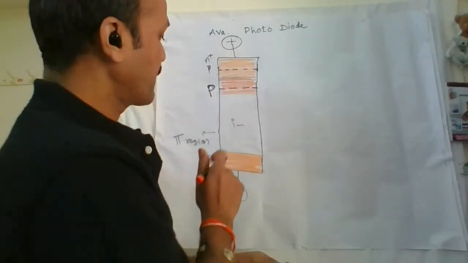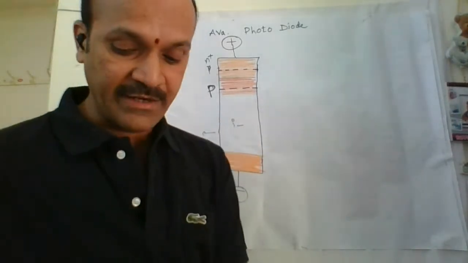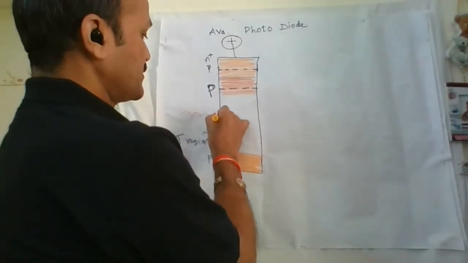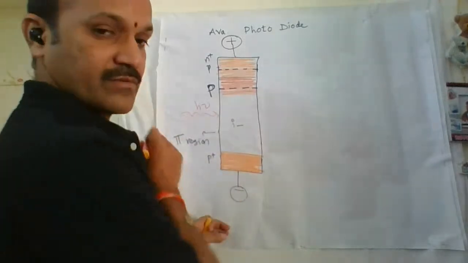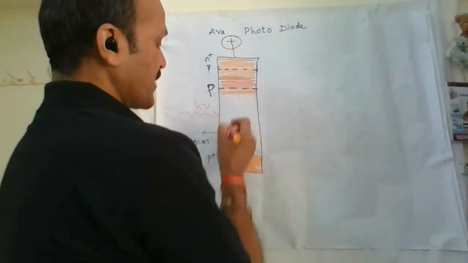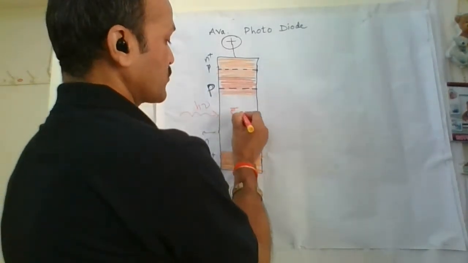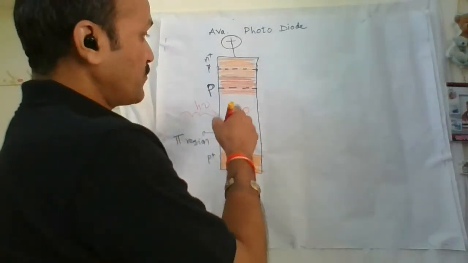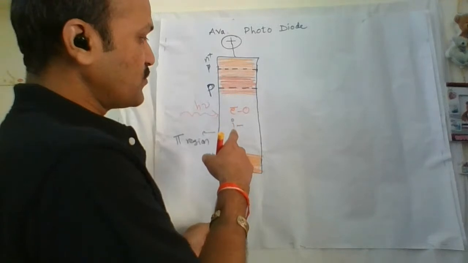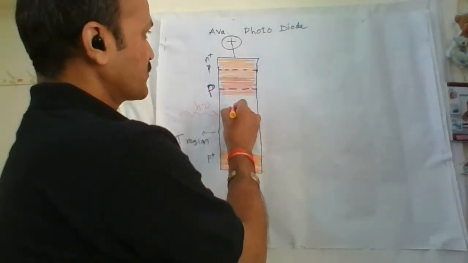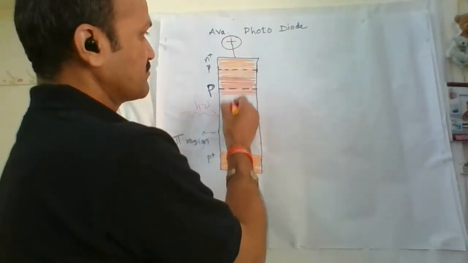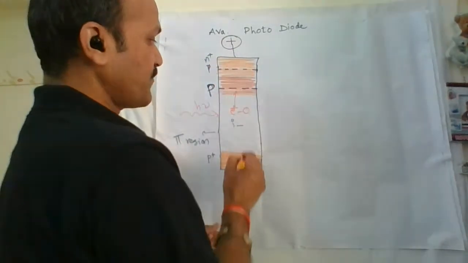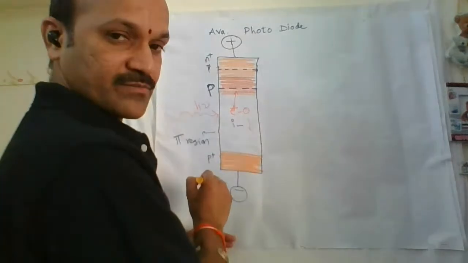This is P plus. Now, when light is made to be incident on it, when photons are incident on it, then electron-hole pairs will be created. In which direction will the electron move? Because the higher potential is connected here, the electron moves in this direction and the hole moves in this direction.